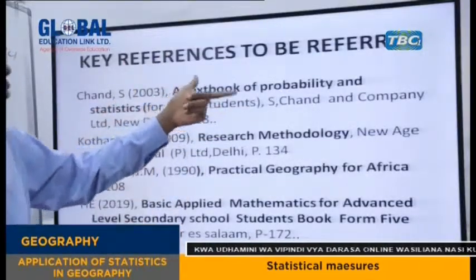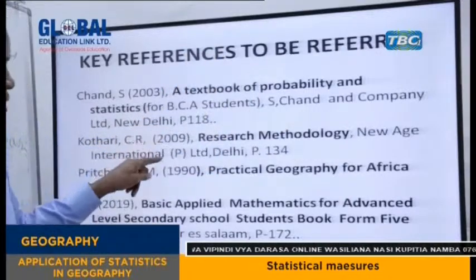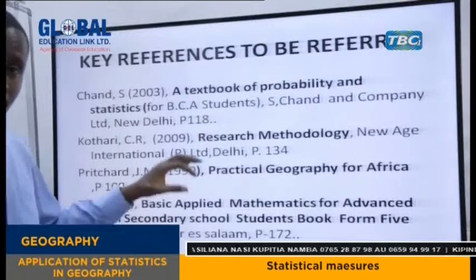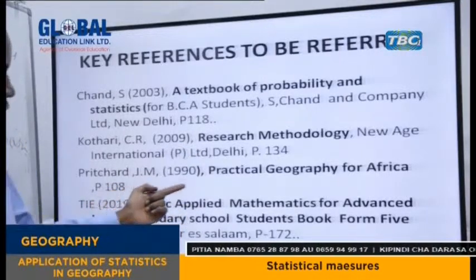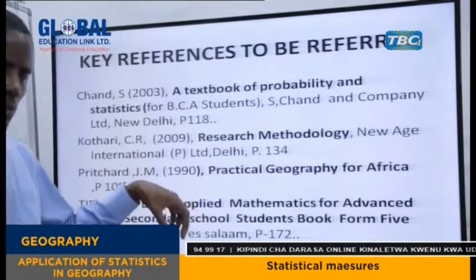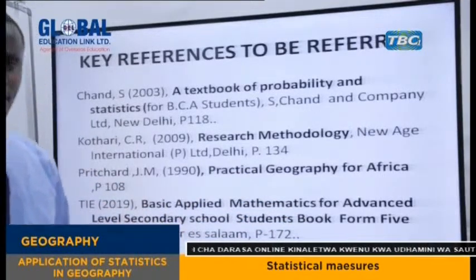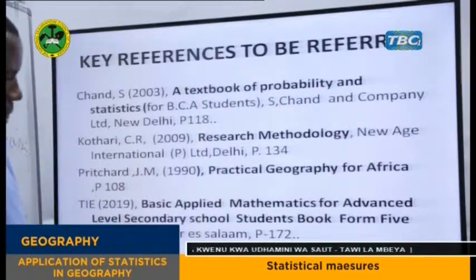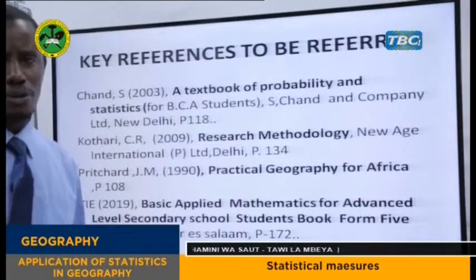We have the Chandia textbook of probability. It's very important. But again, you have the book of Kothari, Research Methodology, that gives you the ABCD connected with standard deviations. But again, we have the book of Pritchard. You can get the ABCD connected with standard deviations. But again, you have the book recently provided by the Tanzania Institute of Education, that is Basic Applied Mathematics for Advanced Level, book 5 and 6. It can assist you to compute or to revise those areas.